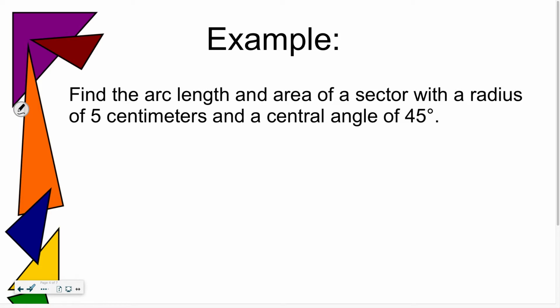I mean, you're reading the directions and you have to do both, right? Arc length, S equals r theta. Area of the sector, 1/2 r squared theta. And then I just gotta go digging for my information.